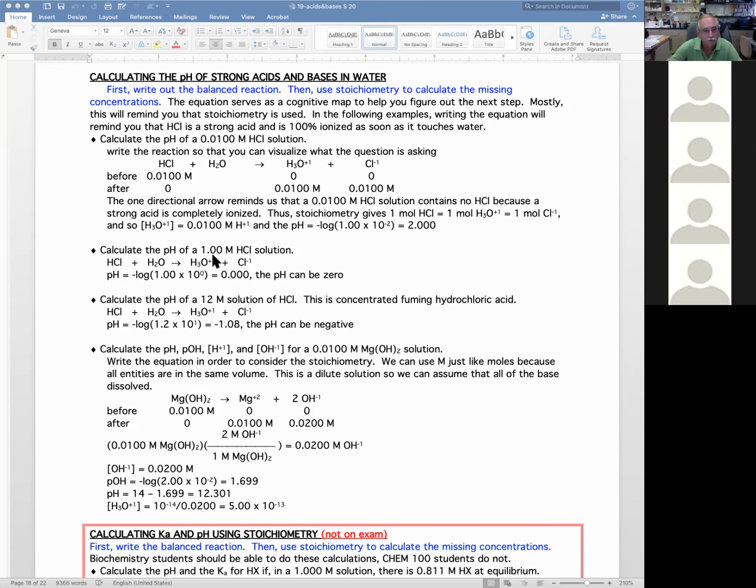Calculate the pH of a 1 molar solution of HCl. Okay, so I do that and I get 10 to the 0. 1 times 10 to the 0. Oh, wait a minute. That's 1, right? 10 to the 0 is equal to 1. The log of 1 is 0. So does that mean that the pH can be 0? Well, yes, it can.